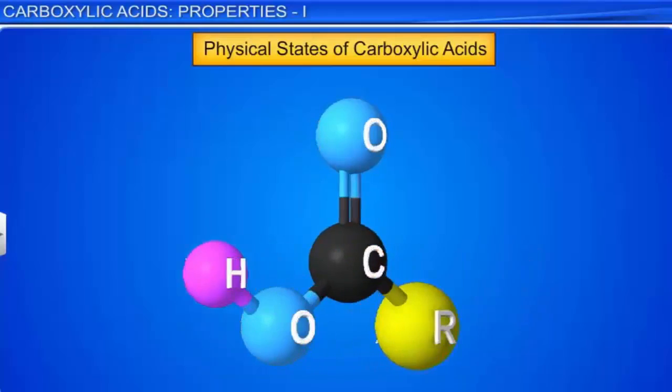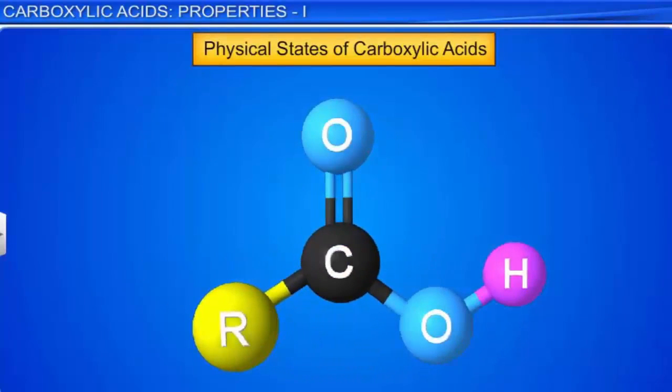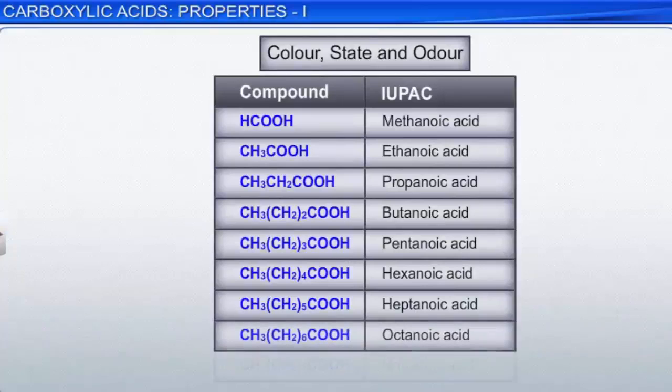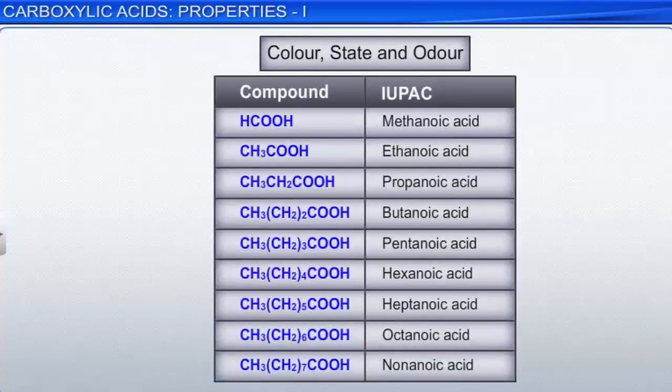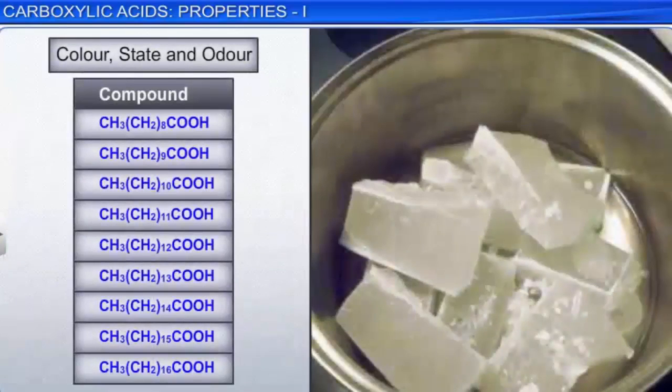Let us begin with the physical states of carboxylic acids. The first 9 members, that is, C1 to C9 of aliphatic carboxylic acids, are colorless liquids with sharp or disagreeable odors. Higher members are wax-like solids and are almost odorless due to their low volatility.